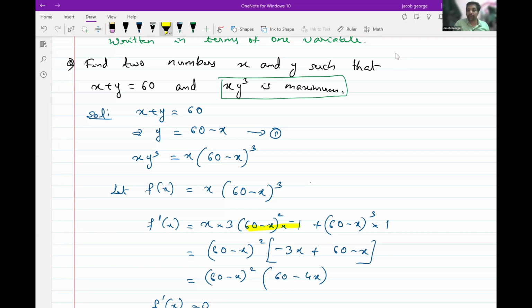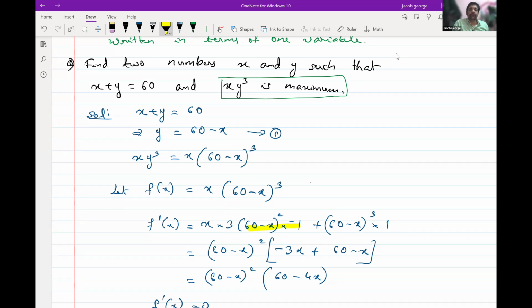That is the derivative using product rule. Then 60 minus x the whole square is taken outside. We get minus 3x plus 60 minus x, or 60 minus x the whole square into 60 minus 4x. Are you okay with that f dash x step? Product rule? Yes, please write f dash x.